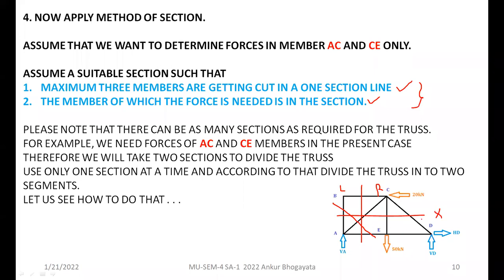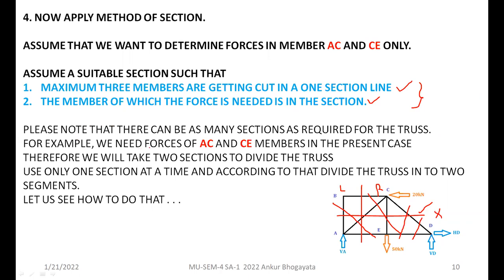However, you can take a section like this also, not an issue, because the number of members being cut is less than 3. So that is fine. But this section, like this line, should never be practiced because it is cutting more than 3 members, right? Please note that there can be as many sections as required. You can take one section here, a second section here, a third section like this, whatever number of sections you want on the same truss. There is no rule for a maximum number of sections.